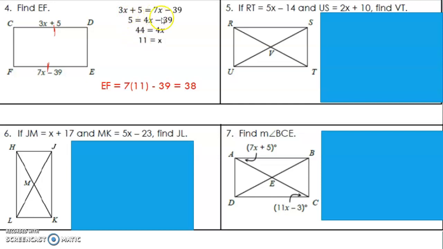3x plus 5 equals 7x minus 39. I move the x's to the same side by subtracting 3x. Then I add 39 to both sides, and we get 44 equals 4x. Lastly, to get x by itself, divide by 4.